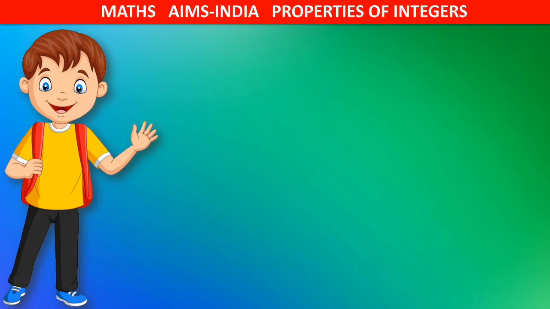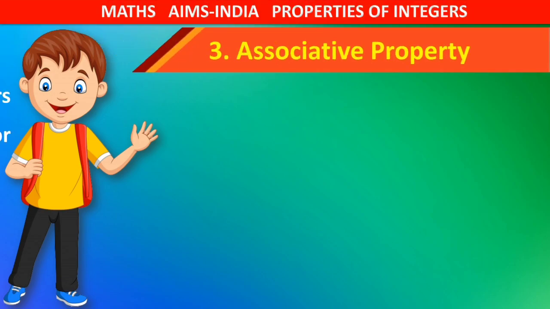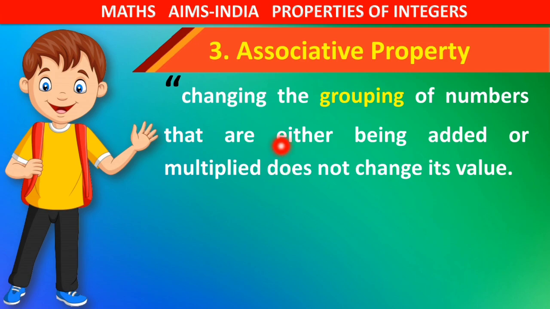What was closure property? When we perform a mathematical operation on two integers, the result should also be an integer. The third property is associative property. Changing the grouping of numbers that are either being added or multiplied does not change its value.